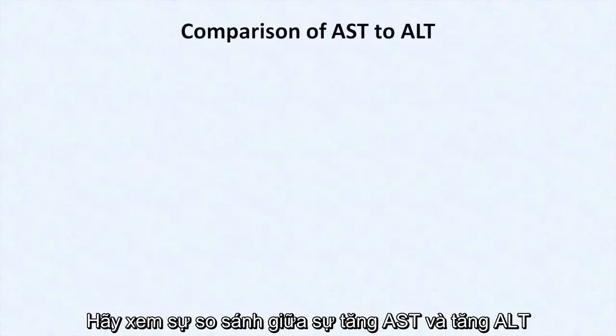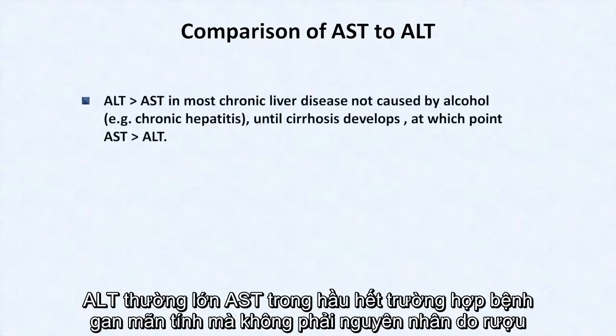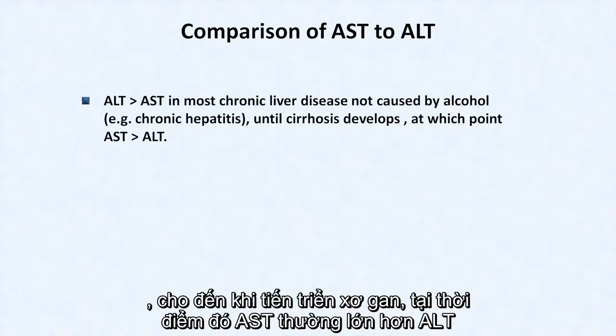Let's take a look at how elevations in AST and ALT compare to one another in different disease states. ALT is usually greater than AST in most chronic liver disease that is not caused by alcohol, unless cirrhosis develops, at which point AST becomes typically greater than ALT.